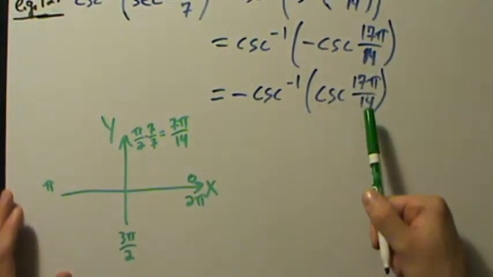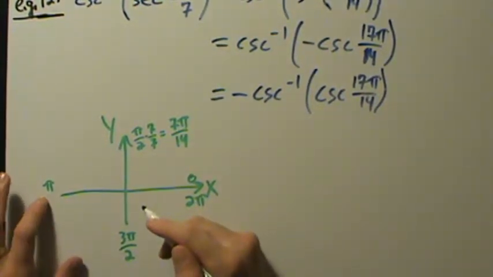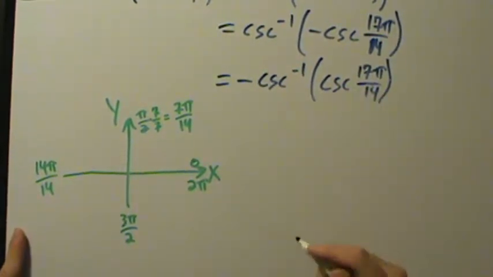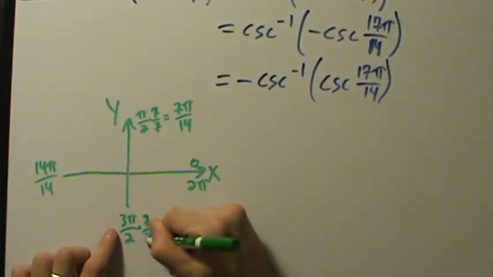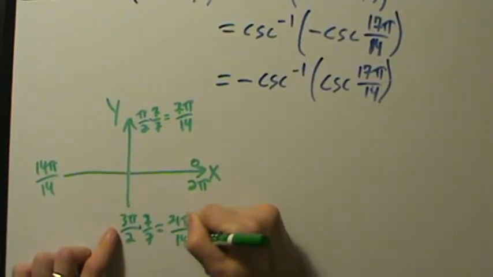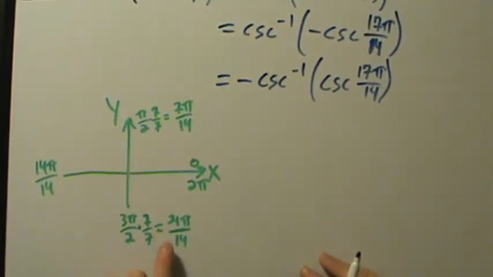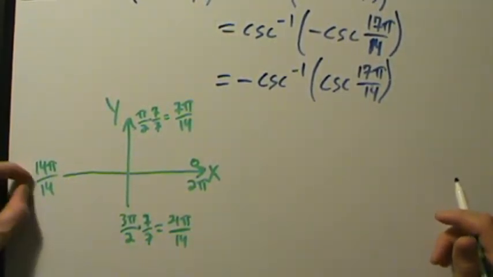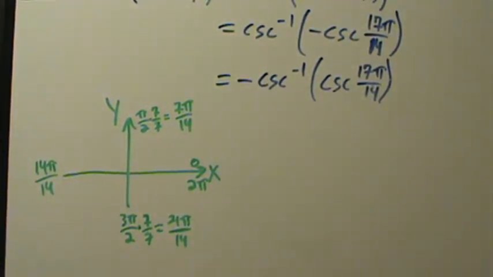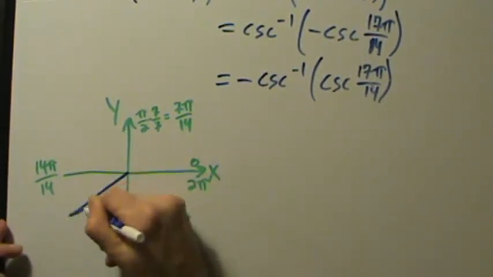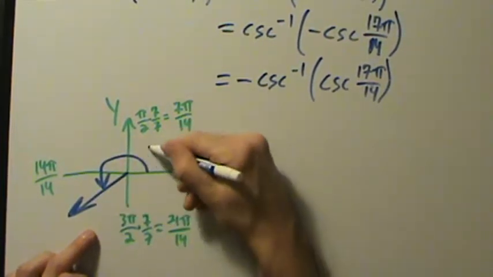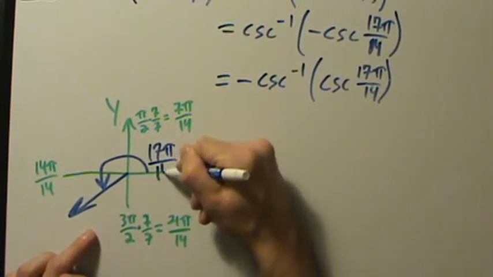17 pi over 14 is still larger, so let's keep going. Pi multiplied by 14 over 14, so that's 14 pi over 14. 17 pi over 14 is still larger. 3 pi over 2 multiplied by 7 over 7, that's 21 pi over 14. Well, hey, look what happened. 21 pi over 14 is bigger than 17 pi over 14. So 17 pi over 14 is between 14 pi over 14 and 21 pi over 14. So 17 pi over 14 is somewhere in here. Location is approximate, all that matters is the quadrant. Okay, so this right here is 17 pi over 14.